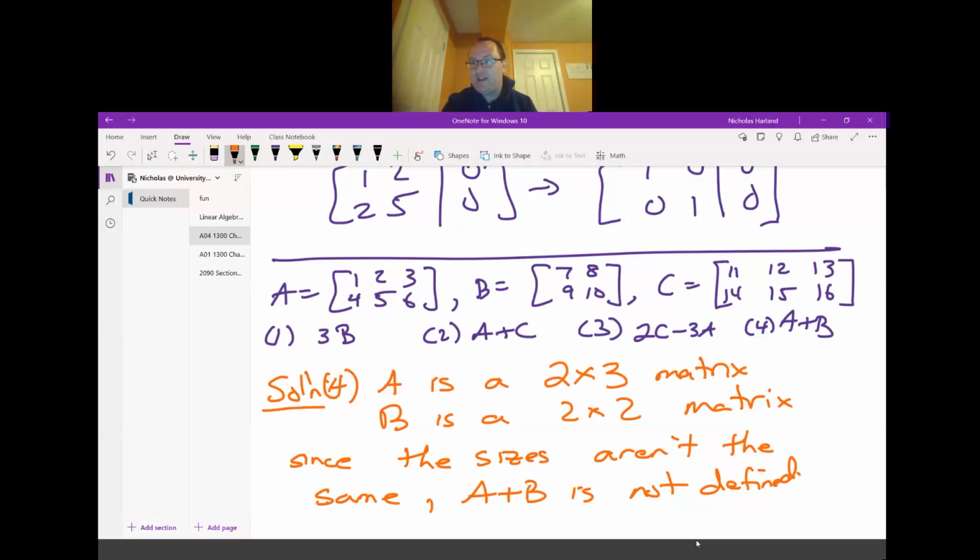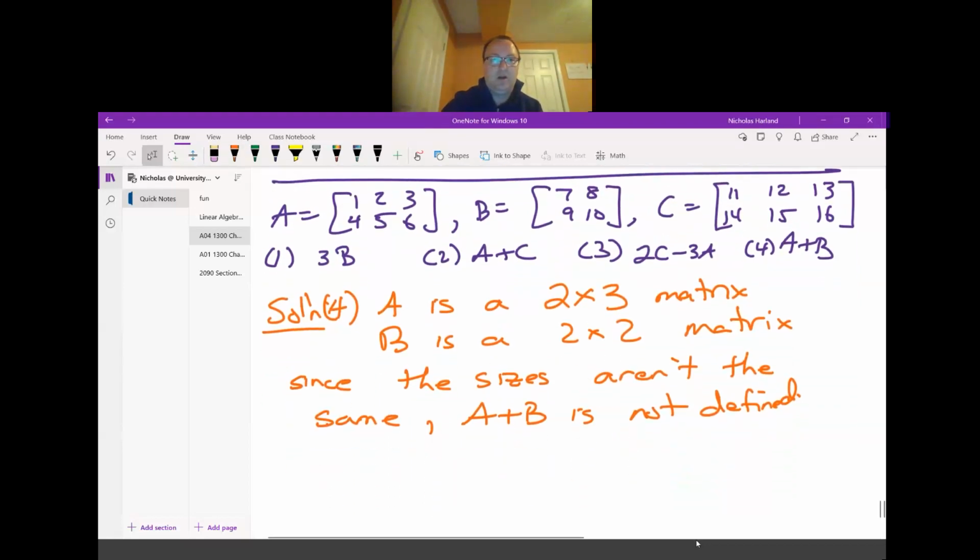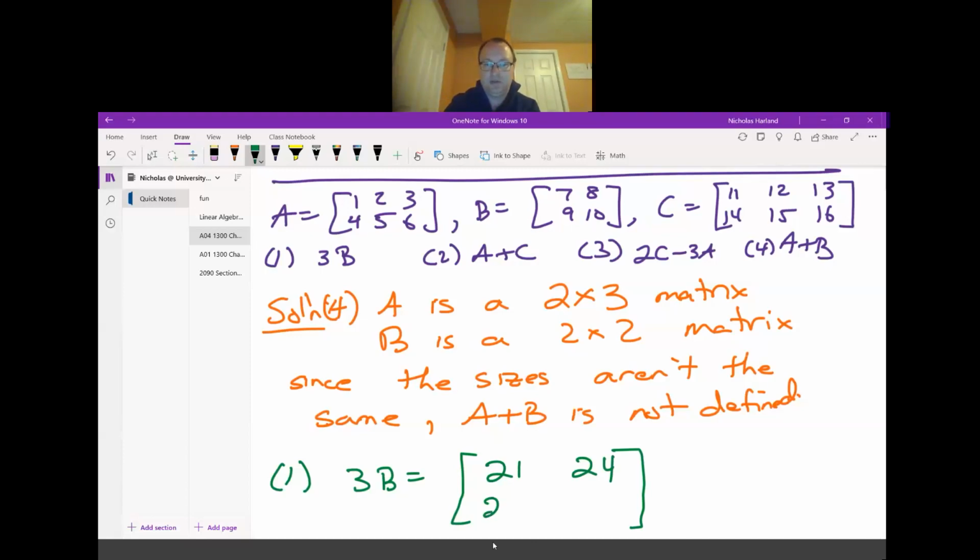Let's be specific as to our reasons why something does or doesn't exist. As for A and C, they're both 2 by 3 matrices, so we can add and subtract them all we want. But if their sizes aren't the same, then we can't add them, we can't subtract them. We might be able to multiply them, but we'll get to that in the next example. As for 3B, you can multiply any matrix by a constant. So what's 3B equal to?